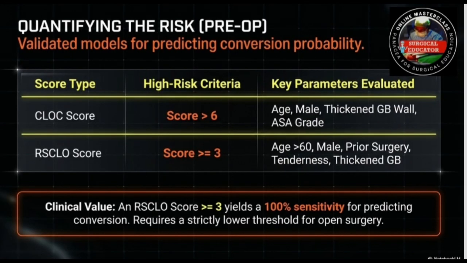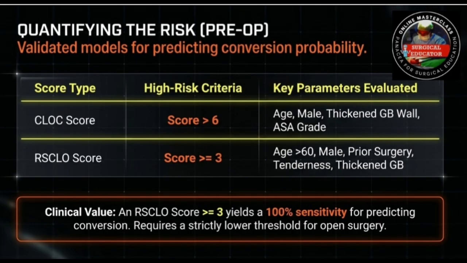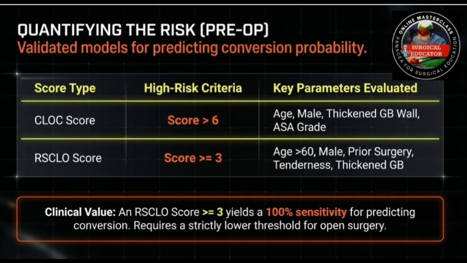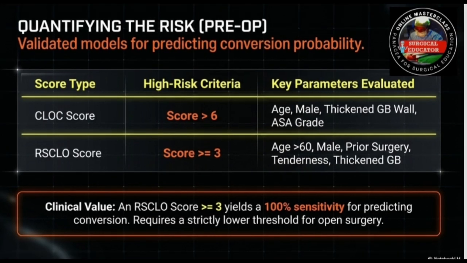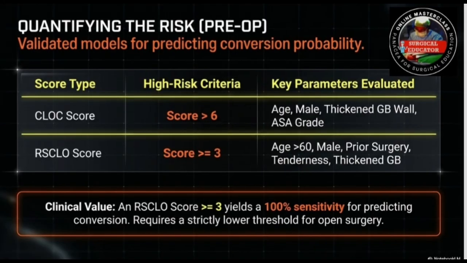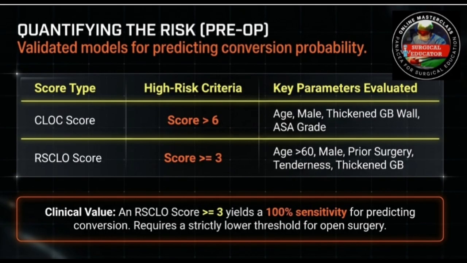We must be very precise about what 100% sensitivity means in clinical statistics because people often misunderstand it. Right? Does it mean every single patient with a score of 3 will definitely be opened up? No. If it meant that, it would be 100% positive predictive value. Sensitivity acts like a perfect fine mesh net. It means that out of all the patients who did ultimately require an open conversion, 100% of them had an RSCLO score of 3 or higher.